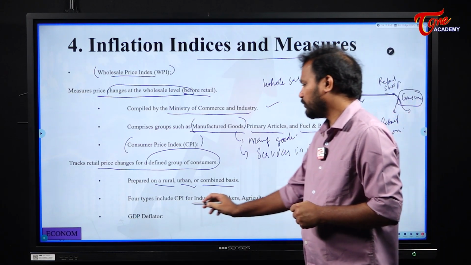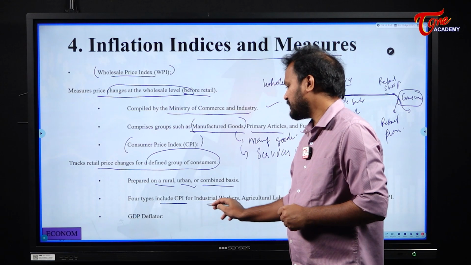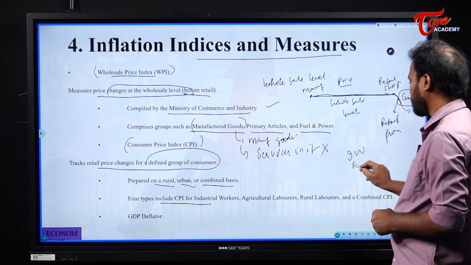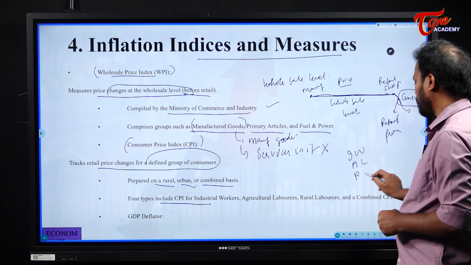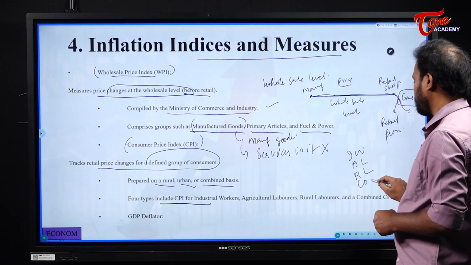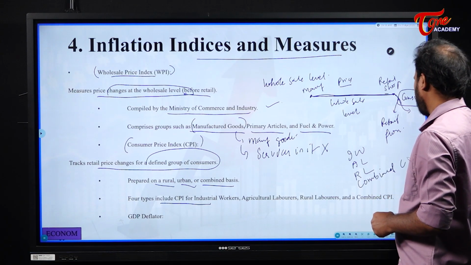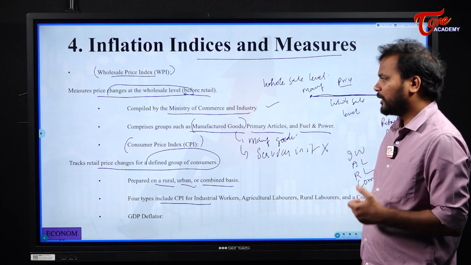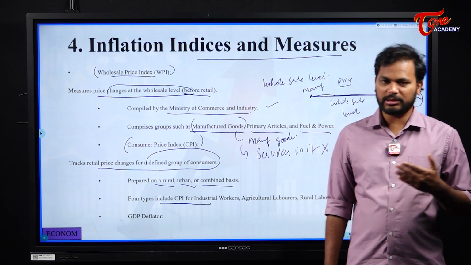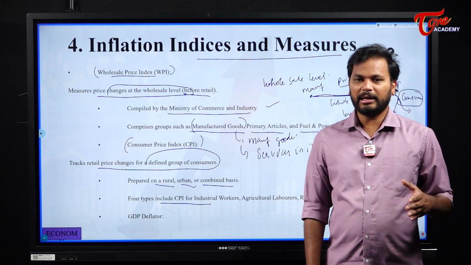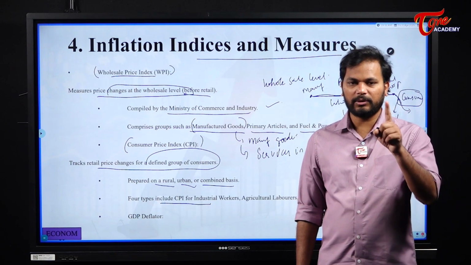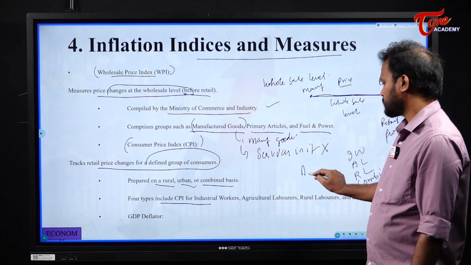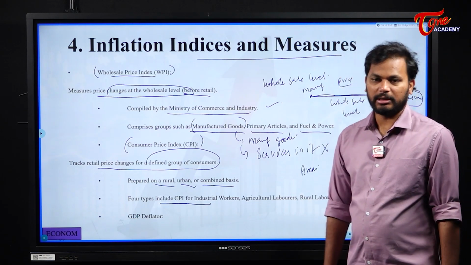Okay. Now, we do have four types of CPI. That is the CPI for industrial workers, CPI for agricultural laborers, CPI for rural laborers and the combined CPI. Clear? So, the sector of the workers or the sector of the people are divided according to their availability and affordability, point number one, and according to their areas, whether it is rural or urban.